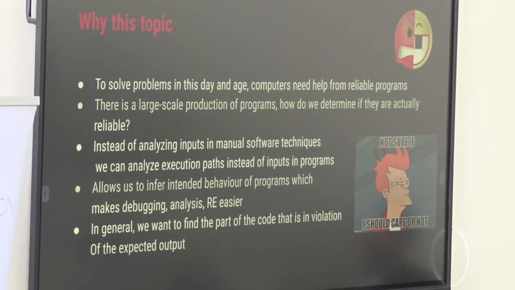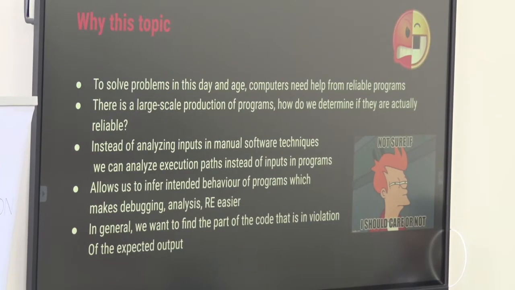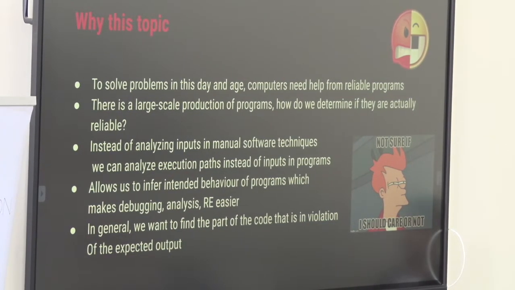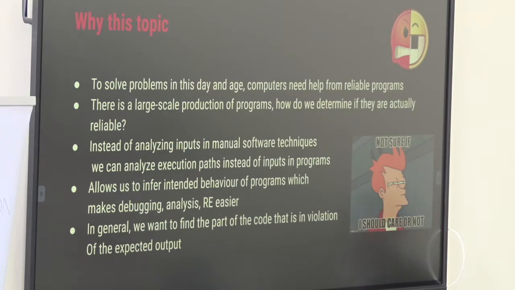So we now have a general idea of what symbolic execution is. We are not providing inputs to programs, rather we are going to solve them symbolically. We are going to analyze the various execution paths that programs have. We'll see this in a couple of slides later. And let's go on to why this topic is important.